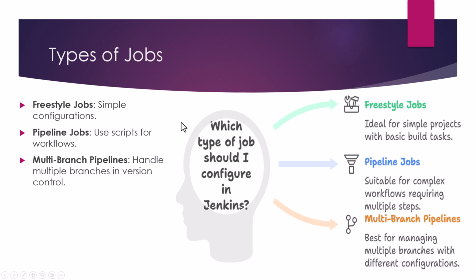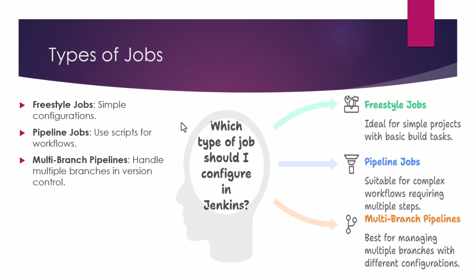Types of jobs. Now that we understand the job execution flow, let's talk about the different types of jobs you can configure in Jenkins. Freestyle jobs are the most basic type. They allow you to configure simple build tasks. You can add build steps like compiling code, running tests, or deploying applications. Pipeline jobs are more advanced and allow you to define a complex workflow using a domain specific language called Groovy. This is ideal for continuous integration and delivery pipelines.